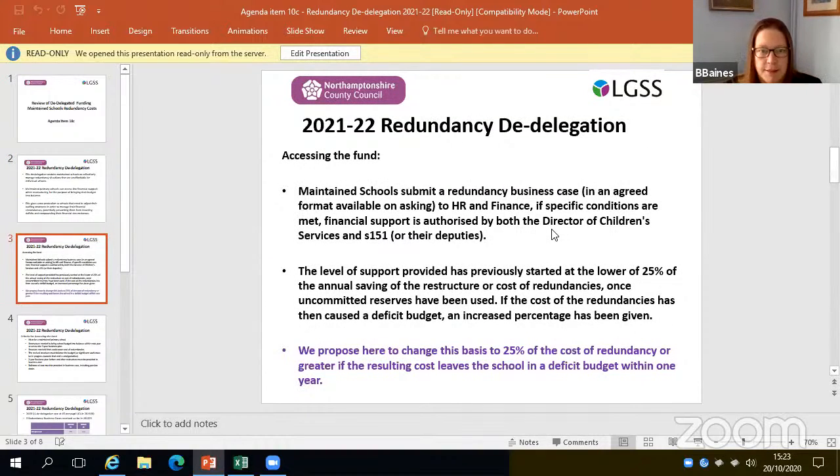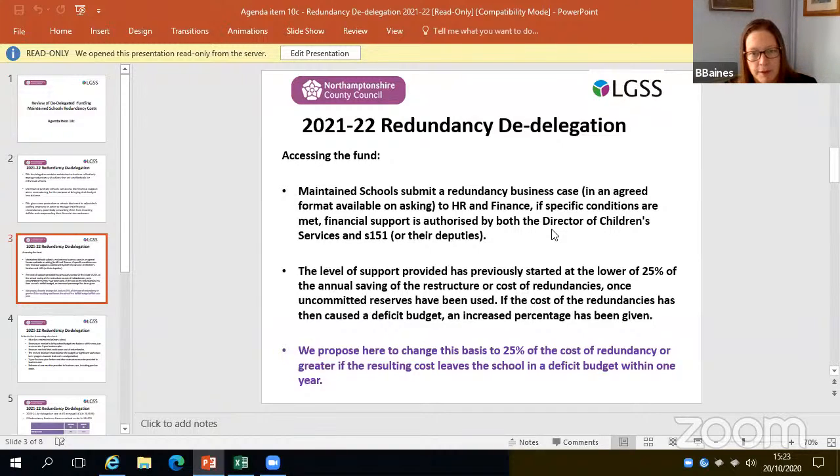To access the fund, maintained schools currently submit a redundancy business case in an agreed format that is available on asking from either HR or finance. If specific conditions are met, then financial support is authorised by the Director of Children's and the Section 151 officer, or their deputies, sorry, the Chief Finance Officer.